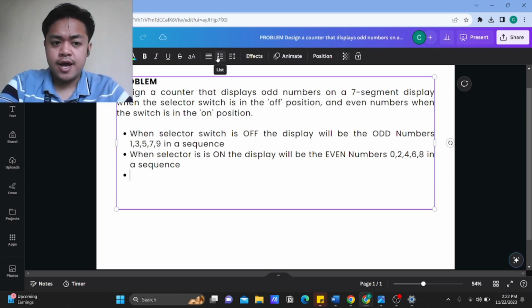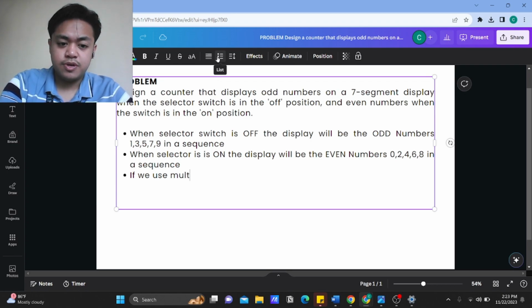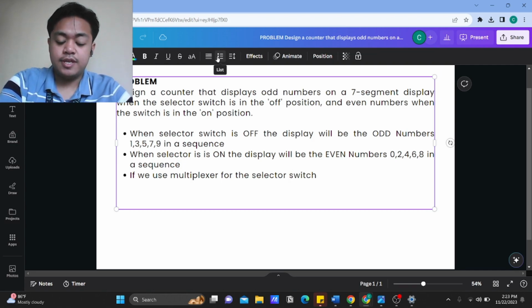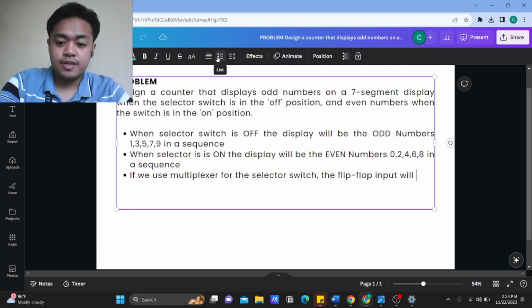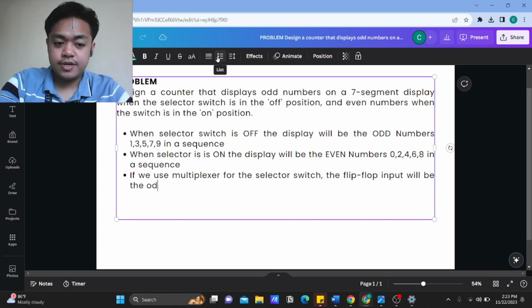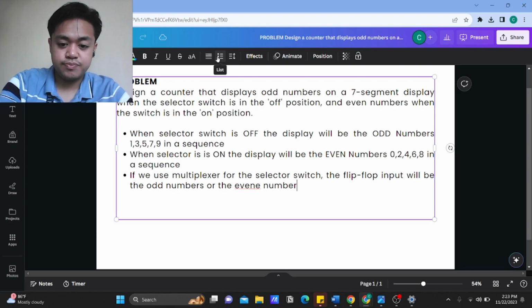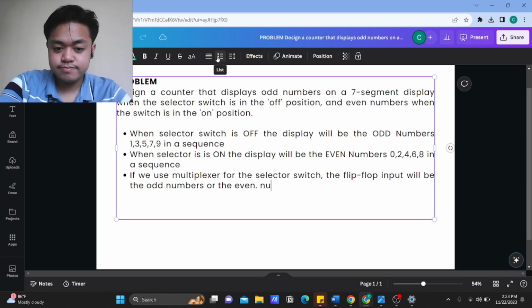Next analysis, according to the problem, therefore, these two analyses, if we use a multiplexer for the selector switch, the flip-flop input will be the odd numbers or the even numbers.